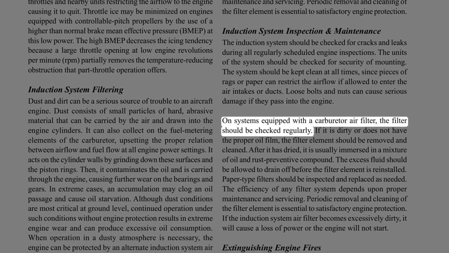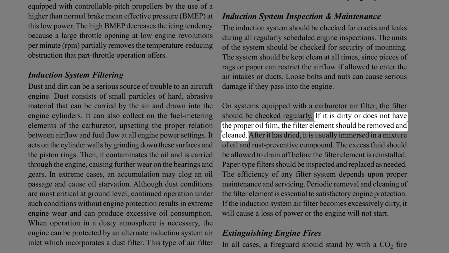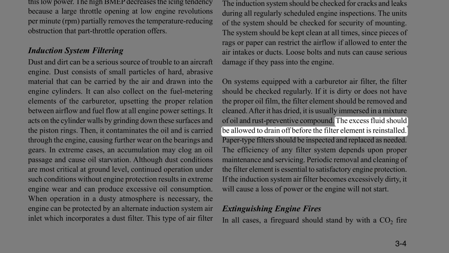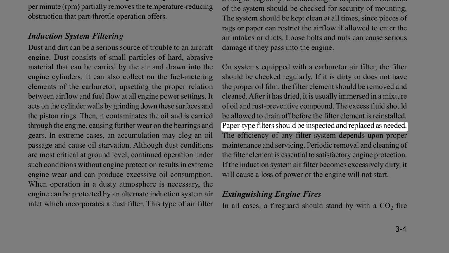On systems equipped with a carburetor air filter, the filter should be checked regularly. If it is dirty or does not have the proper oil film, the filter element should be removed and cleaned. After it has dried, it is usually immersed in a mixture of oil and rust preventive compound. The excess fluid should be allowed to drain off before the filter element is reinstalled. Paper-type filters should be inspected and replaced as needed.